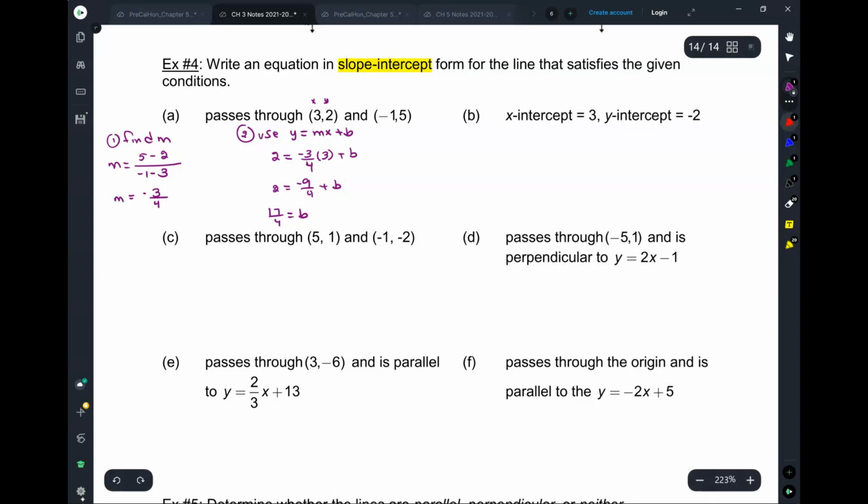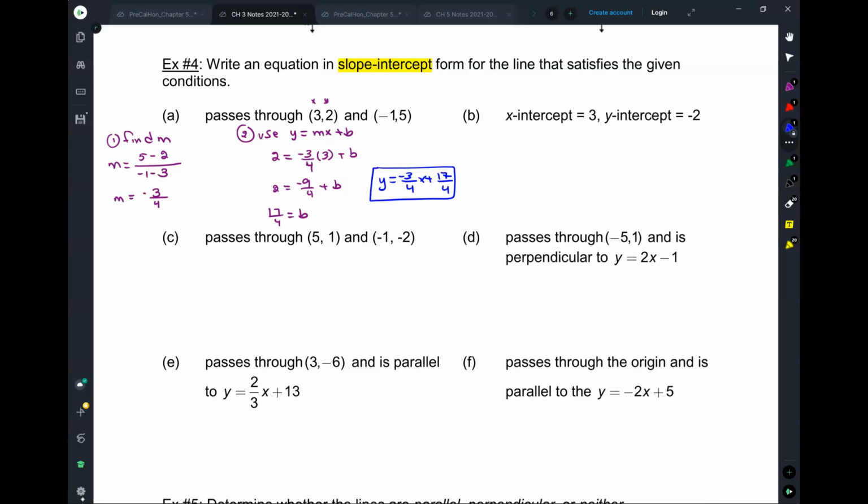Okay? So then the equation is y equals -3/4x plus 17/4. Okay? So we found m first, then we found b, because for slope-intercept we needed an m and a b.